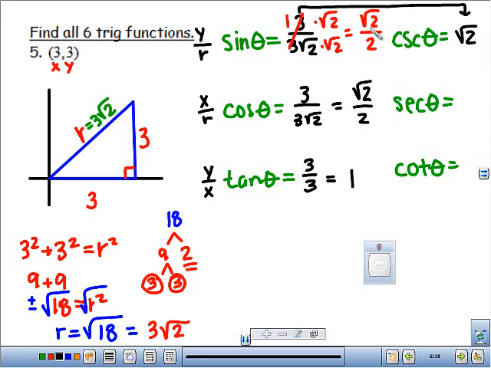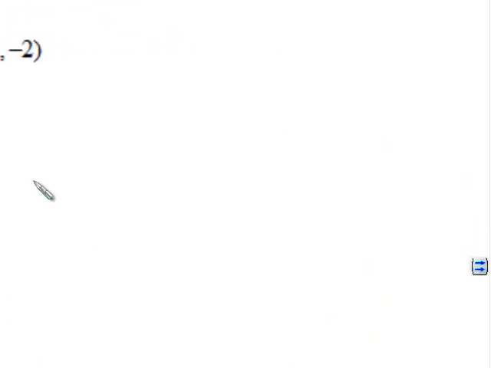Same thing's going to happen here. This is the same number, so the reciprocal will be the same. Reciprocal of 1 is 1. Okay, 6 is going to be the same process.